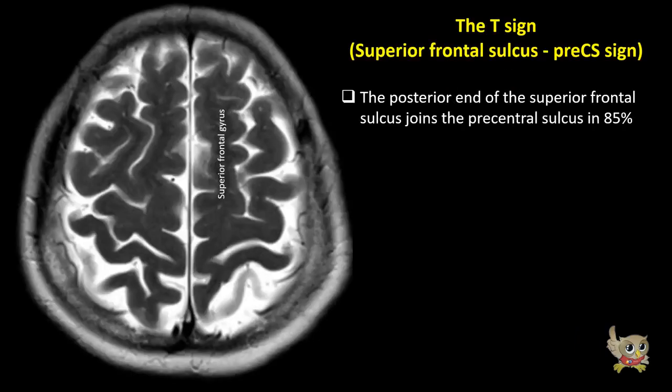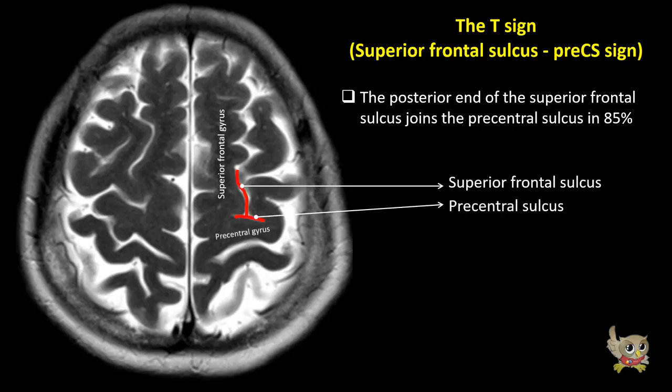The third sign is the T sign. The T sign is produced when the posterior end of the superior frontal sulcus joins the precentral sulcus and forms an inverted T. Once you identify the precentral gyrus, then you may be able to identify the central sulcus.